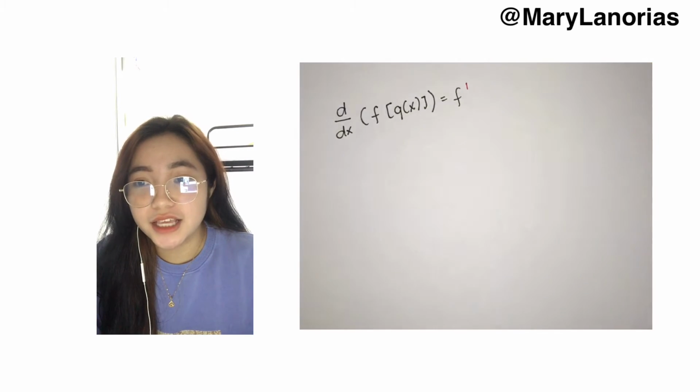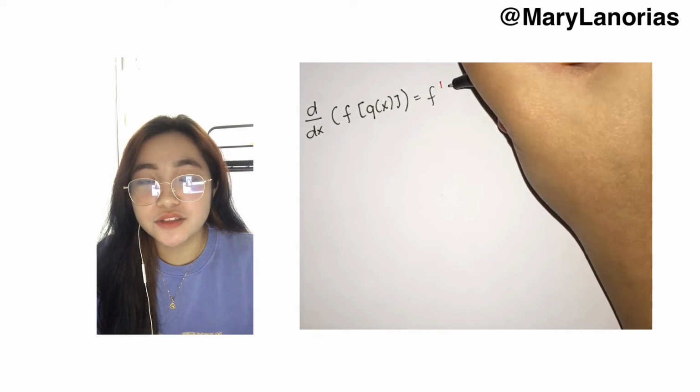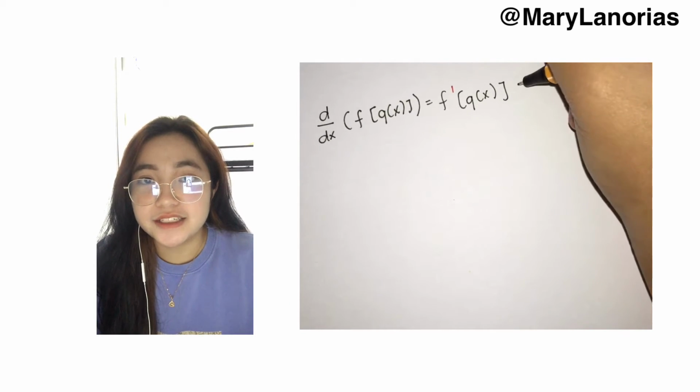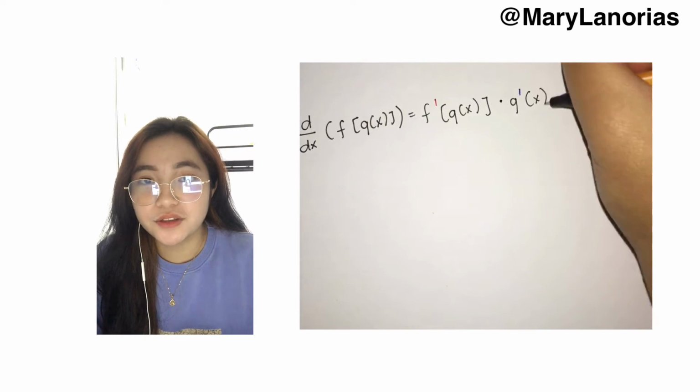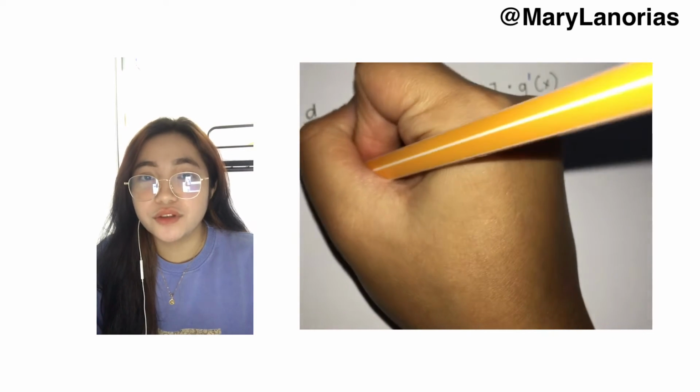The first thing that we're going to do is to differentiate the outside portion of a function f. And we're going to keep the inside function as it is, constant lang siya. And we're going to multiply it to the derivative of the inside. So that is the main idea of the chain rule. If we follow these steps, we can easily solve this.